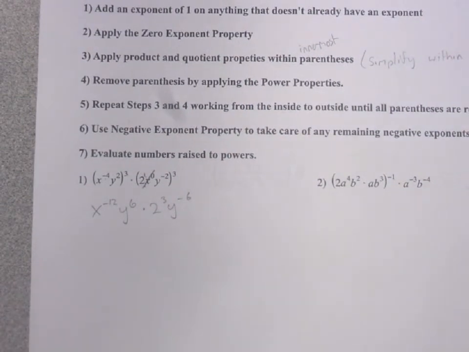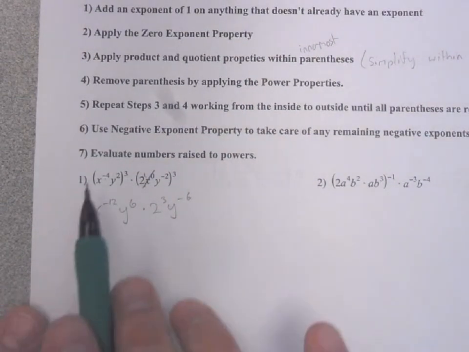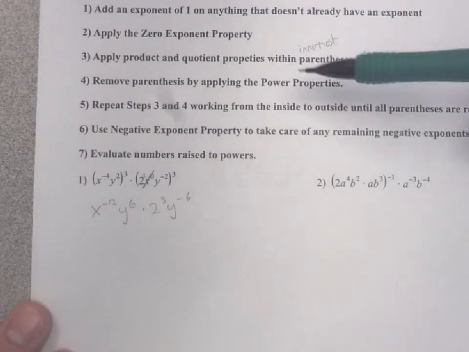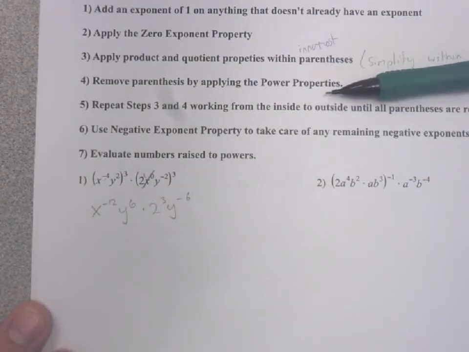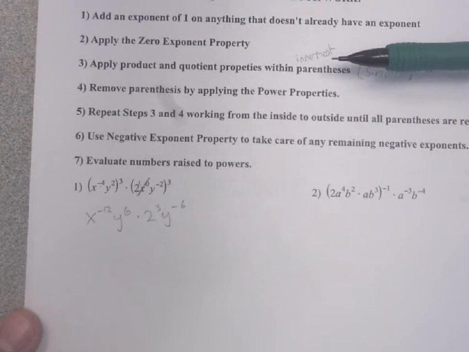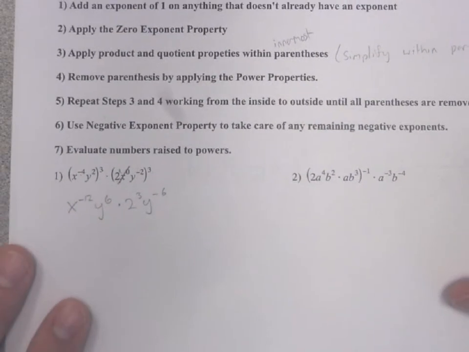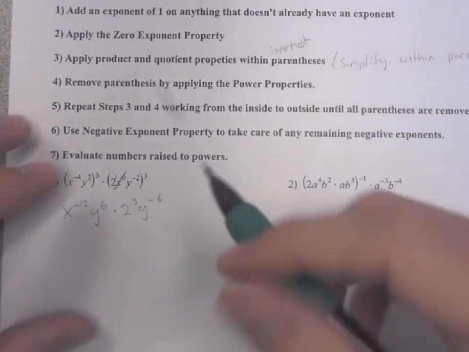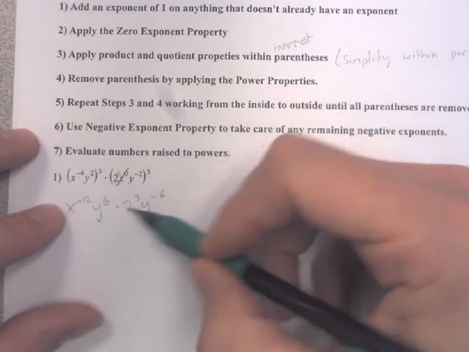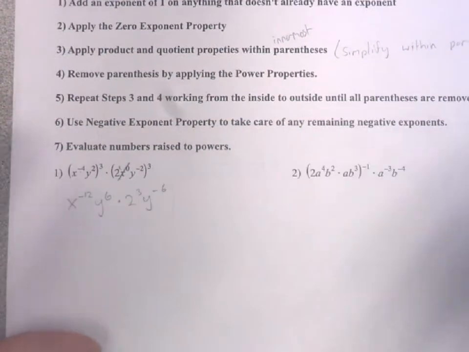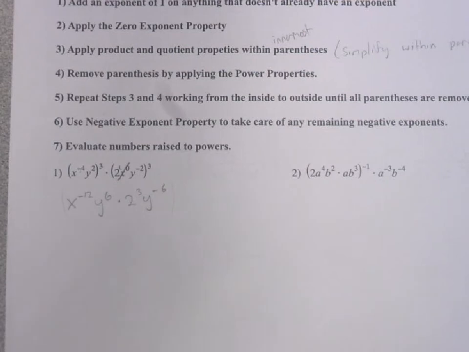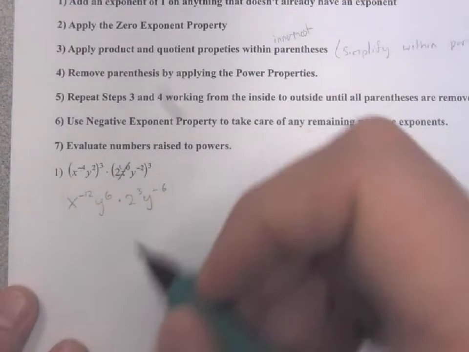Okay, cool. So now what we're going to do is repeat steps 3 and 4. We're going to keep working our way from inside to outside using the product property, using the quotient property inside the parentheses. Now we actually don't have any more parentheses left, but we can think of this as one big set of parentheses. We're going to use the product property again to get the y's together. So let's order this up.